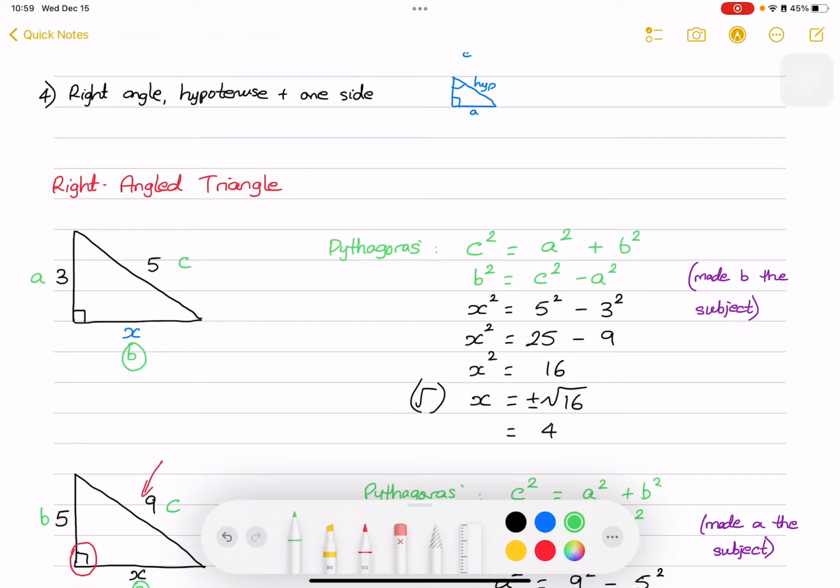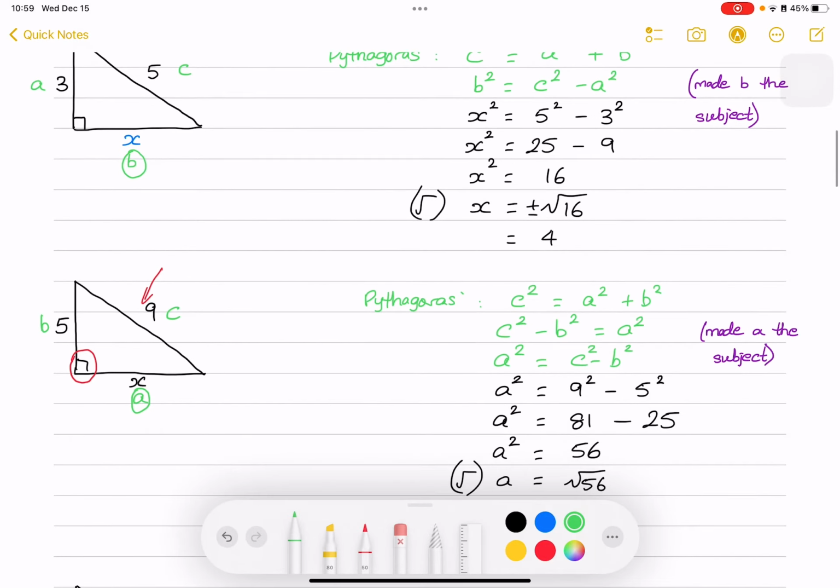So c is 5, so 5 squared is 25, and a is 3, so 3 squared is 9. Remember, we are minusing a. Alright, so then x squared is 25 minus 9, which is 16. And to find x, we simply take the square root of both sides to get 4. Okay, so therefore x is equal to 4. Very simple. Let's take another example.